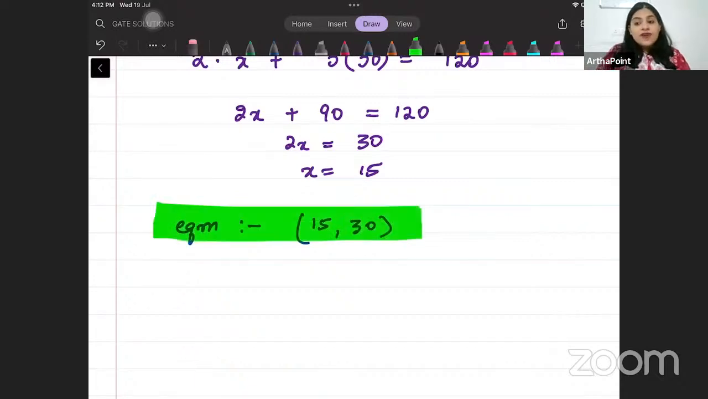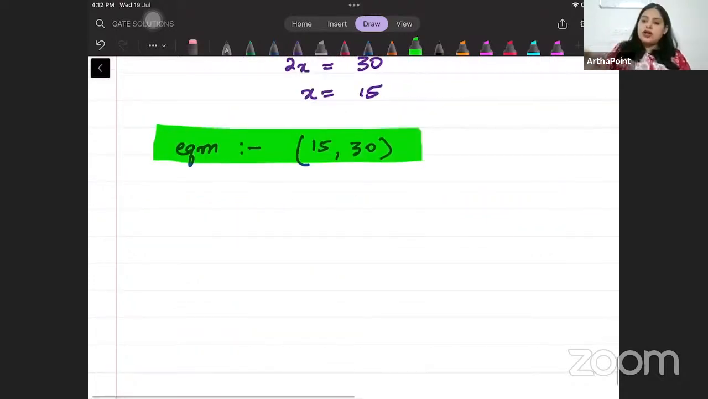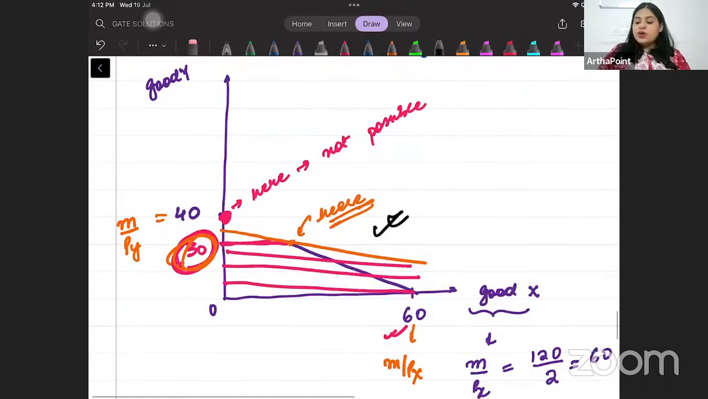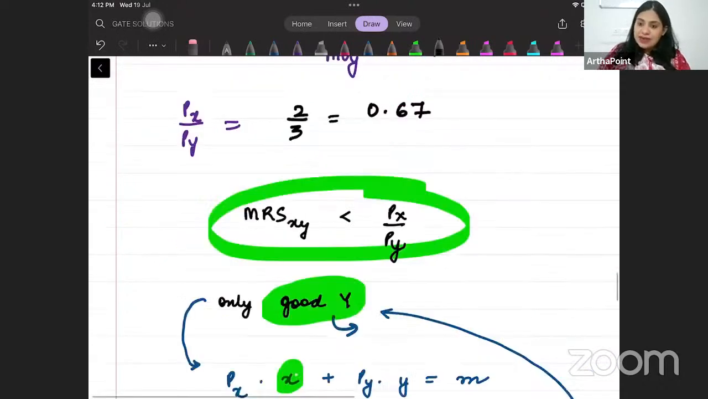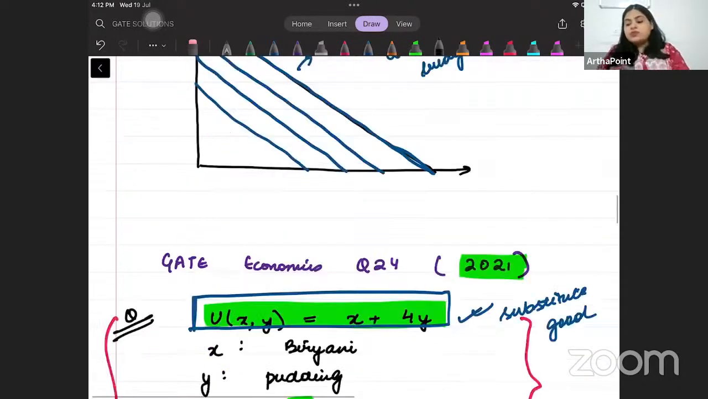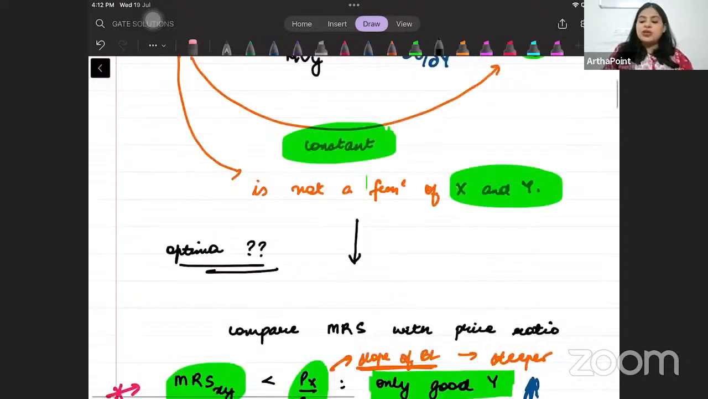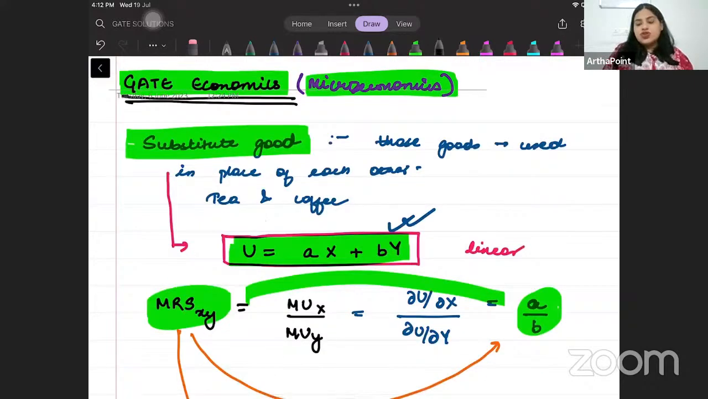This is my final answer for this question. But only finding the answer is not enough. Doing the entire diagrammatic analysis is important. Trying to understand each and every step is important. So this is the question I wanted to take today based on substitute goods. Okay, thank you so much.